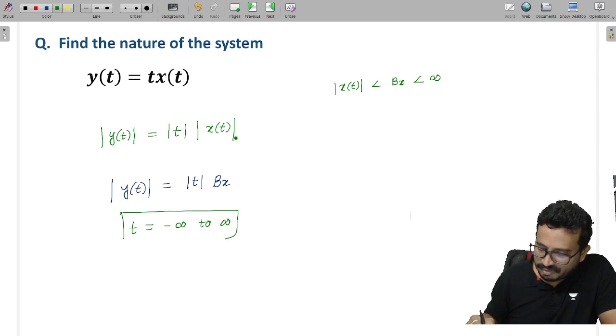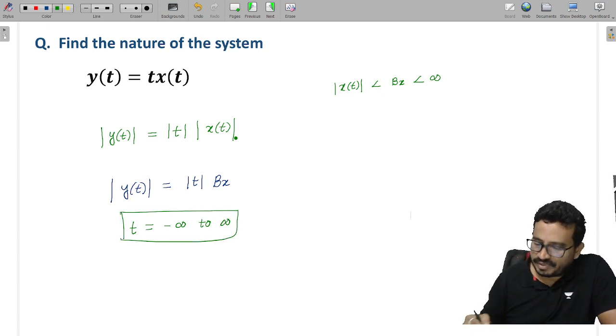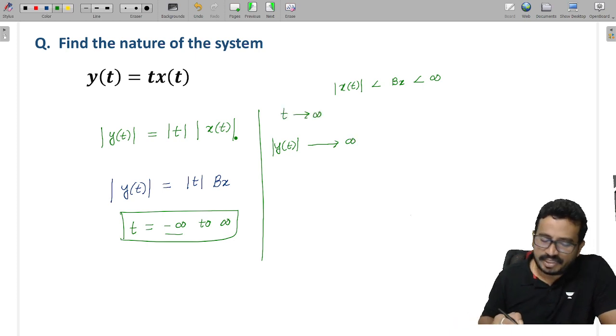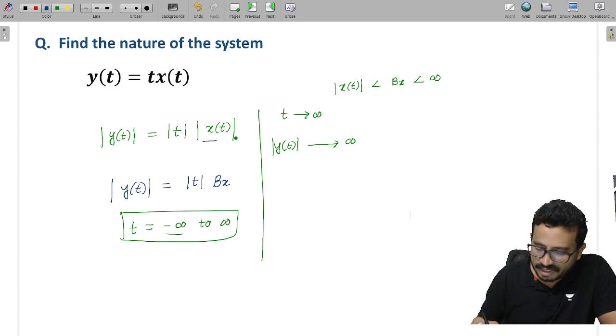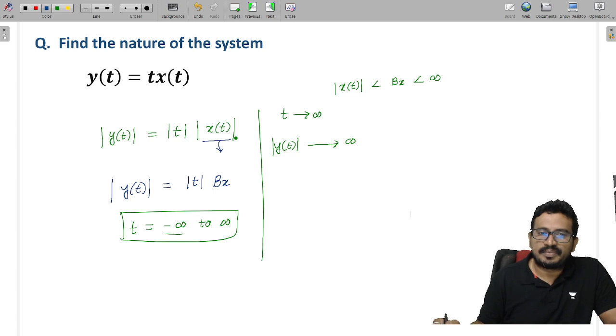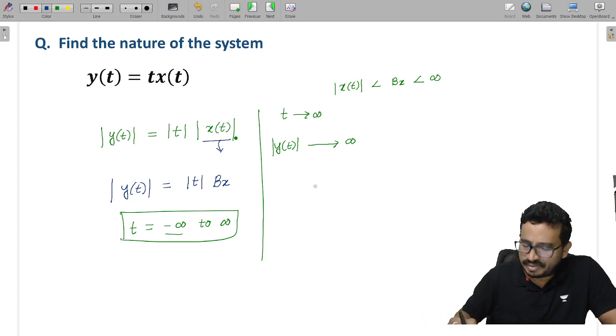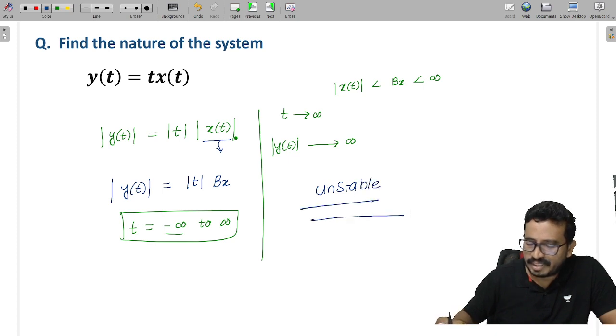If I change the t value from minus infinity to plus infinity, what happens to y of t? The magnitude of y of t: when t tends to infinity, y of t tends to infinity. Here x of t we have taken as bounded, so the input is bounded, but because t tends to infinity, this value becomes infinite. That's why the given system is unstable. It is not BIBO stable. Input is bounded, but the output is not.